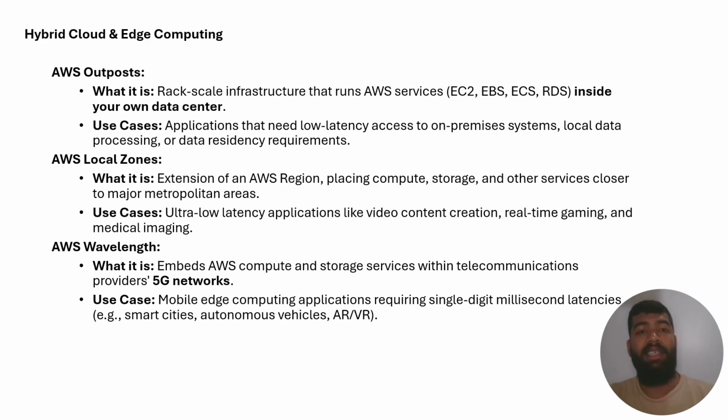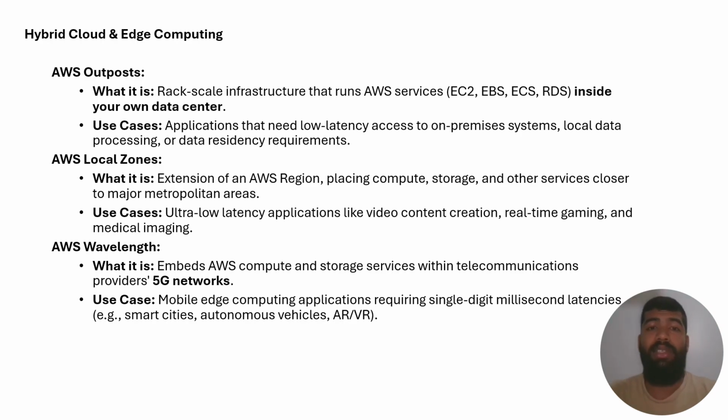Finally, we have services that let you extend AWS infrastructure beyond its own data centers, right to your doorstep or even into your 5G tower. Moving on, we will talk about AWS Outposts. This is a full rack of AWS infrastructure that you can install in your own data center, and it can run services like EC2, EBS, and RDS locally. It's ideal for applications that need very low latency access to on-premises systems.